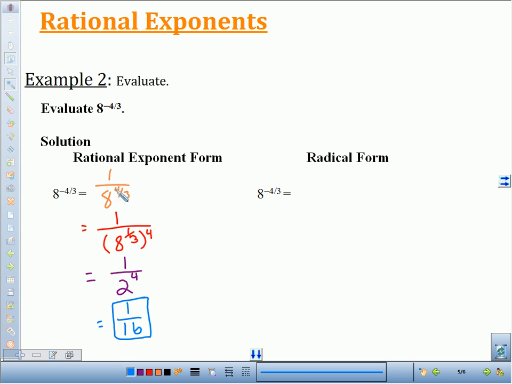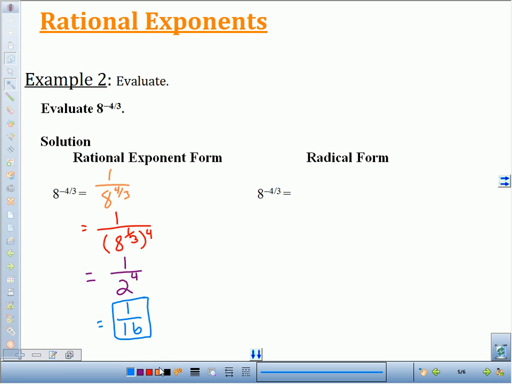So I started with 8 to the 4 over 3, split into the basic root. I call this the basic root because m is 1. In this case, the number on top is 1. 8 to the 1/3 is 2. 2 to the 4th is 16.